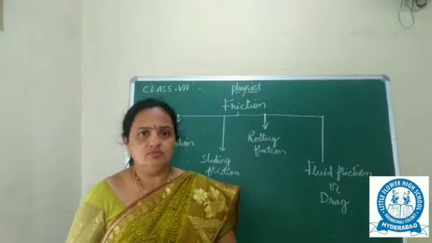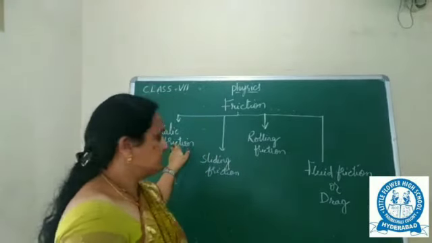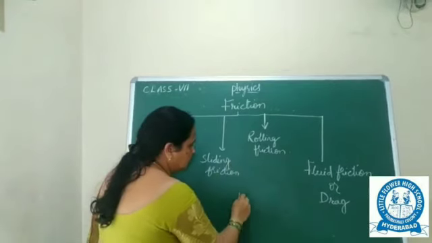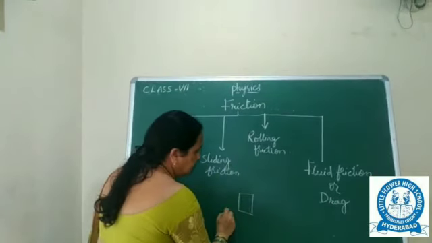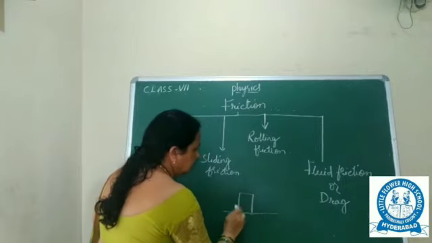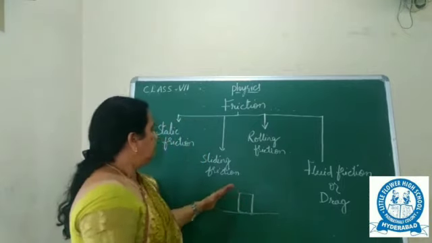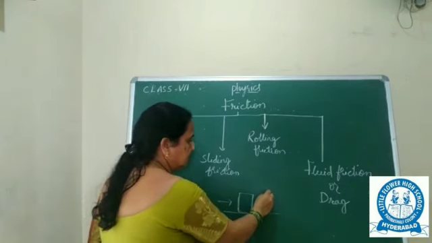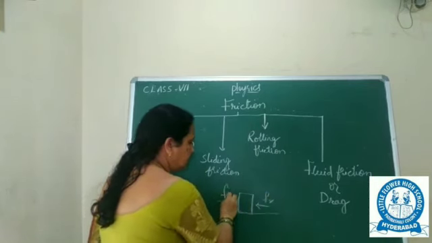Types of frictions. What are they? Static friction and sliding friction. In this, if one object is kept on a surface, it is having static friction. Is it right, children? This is static friction.